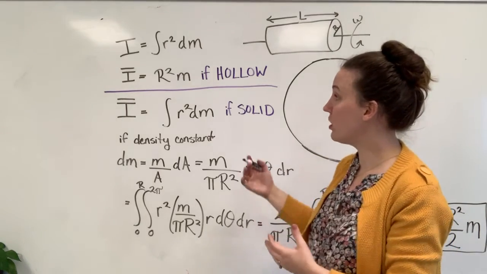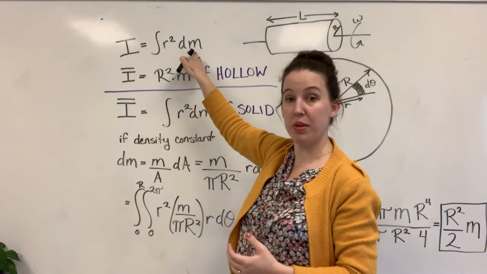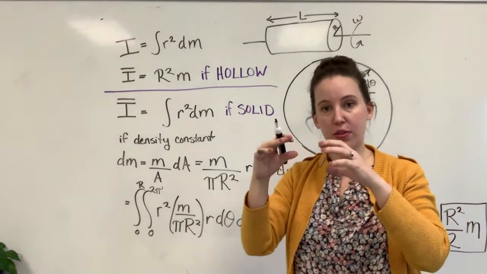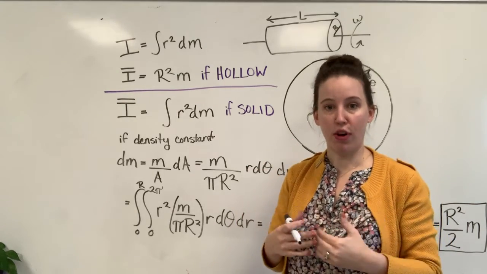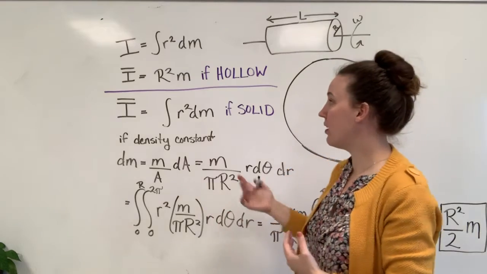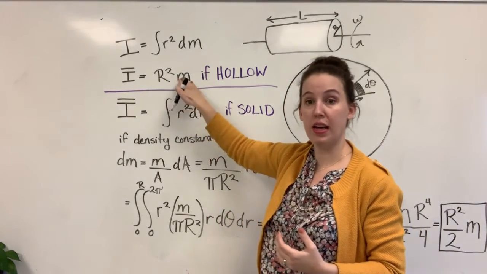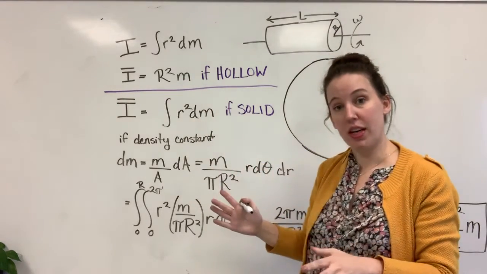Our equation for the moment of inertia is going to be the integral of r squared dm. For a hollow cylinder, every single particle of mass is exactly r away from that axis. So I bar of a hollow cylinder is going to be r squared times the total mass m. Done.